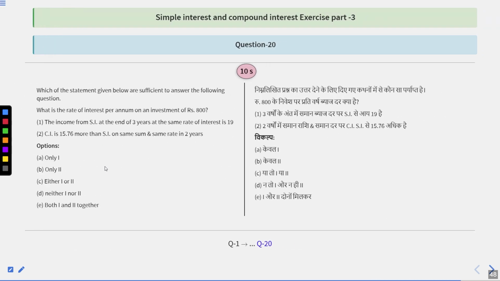Next one. Which of the statements given below are sufficient to answer the following question? What is the rate of interest per annum on an investment of rupees 800? The first statement is the income from simple interest at the end of 3 years at the same rate of interest is 19. Second is compound interest is 15.76 rupees more than SI on the same sum and same rate for 2 years. You have 5 options and 10 seconds to analyze the question. Your time starts now.